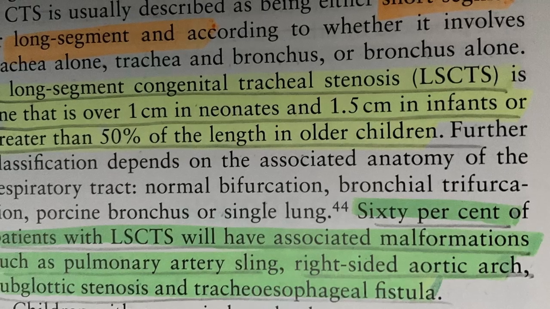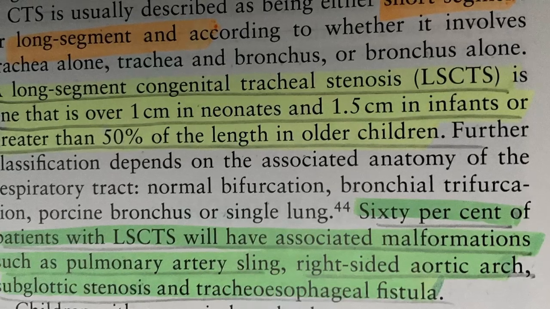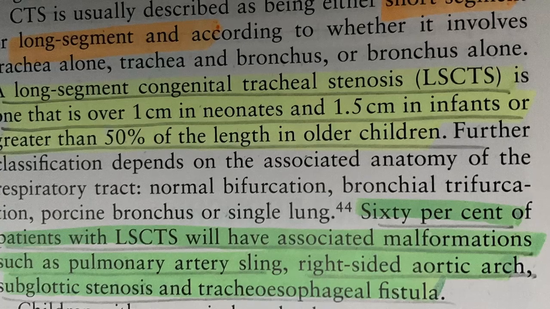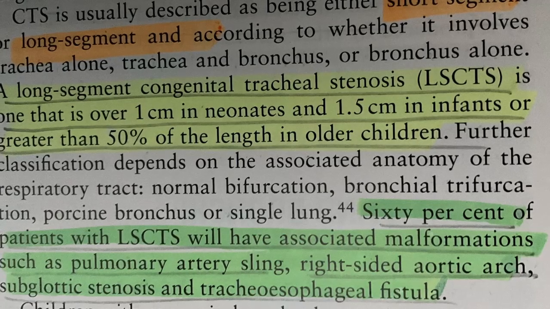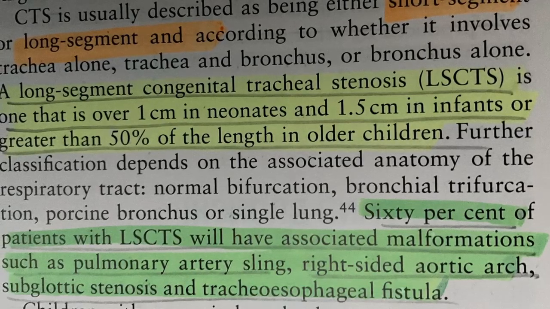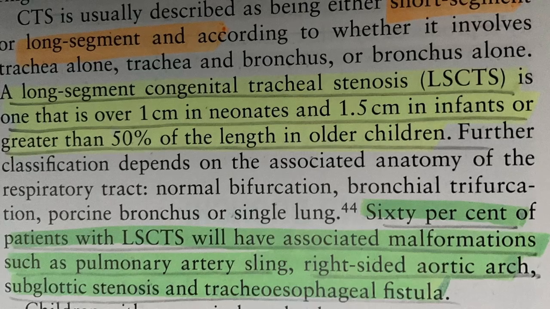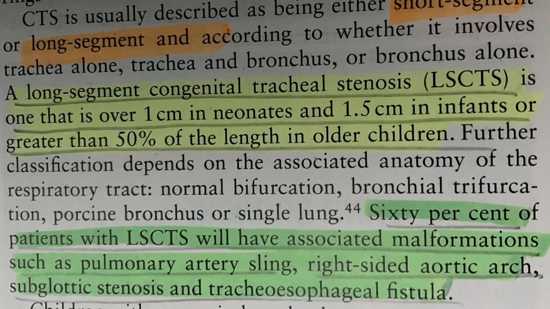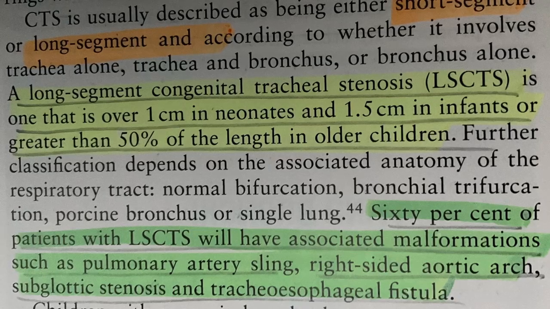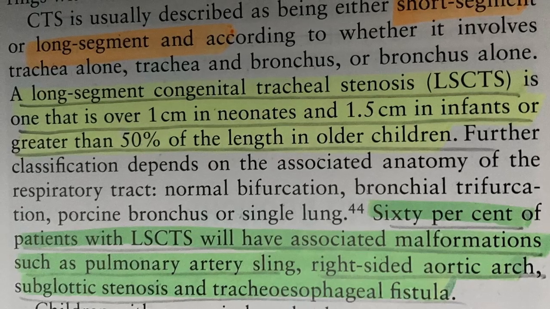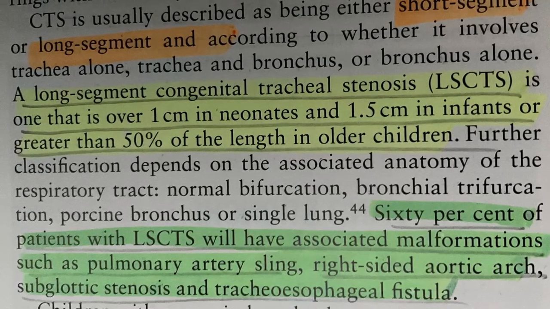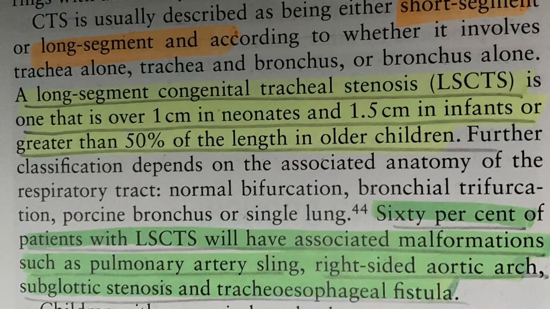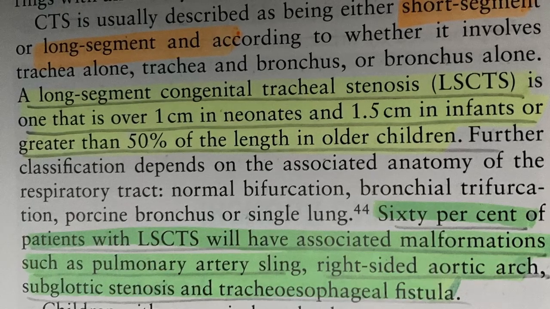Further classification depends on the associated anatomy of the respiratory tract: normal bifurcation, bronchial trifurcation, porcine bronchus, or single lung. 60% of patients with long segment congenital tracheal stenosis will have associated malformations such as pulmonary artery sling, right-sided aortic arch, subglottic stenosis, or tracheoesophageal fistula.